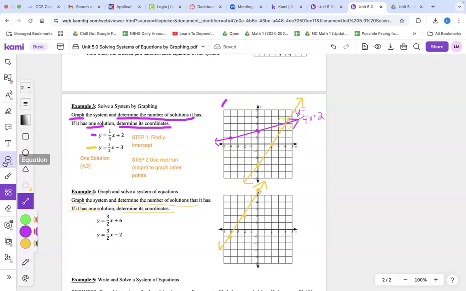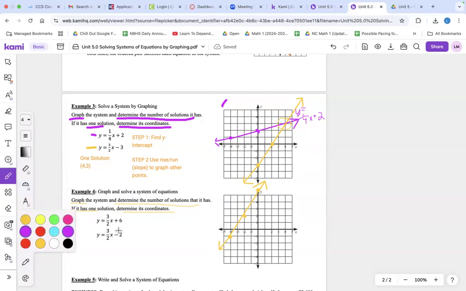And the next one, -2. We found our y-intercept. It's here. Using slope, rising 3. 1, 2, 3 over 2. 1, 2. We're marking it. Up, 1, 2, 3 over 2. We're marking it. We could go down also, 3 and over 2, marking it. Let's draw our line.